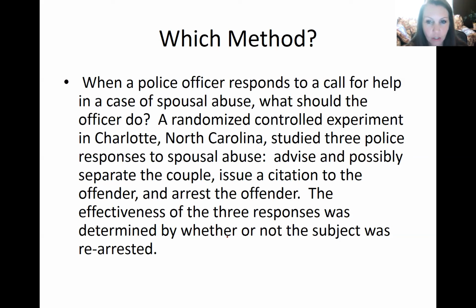All right, so here we're looking at 2 variables. This time the variables are both categorical, because we're looking at the response to spousal abuse, and there were 3 options for that. And then we're looking at the effectiveness of the response based on whether or not the subject was rearrested. Whether or not a subject is rearrested is a yes/no kind of thing, so that one's also categorical. So when we are looking at 2 categorical variables and trying to see if there's a relationship or if one is independent of the other, then the appropriate analysis would be chi-square.